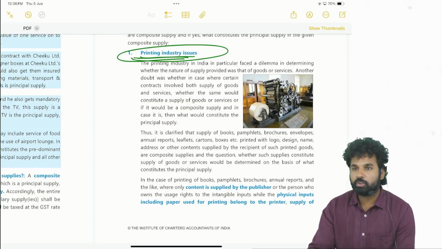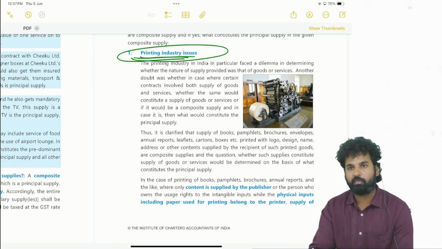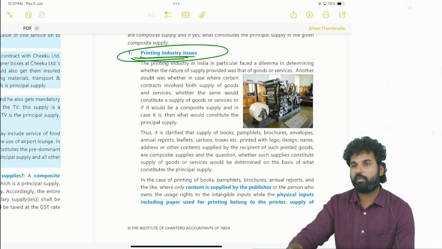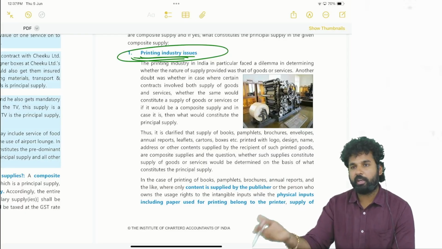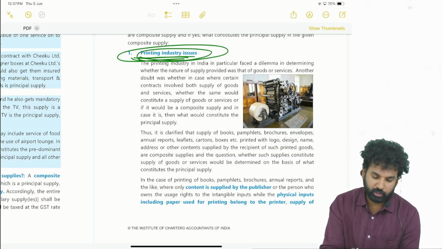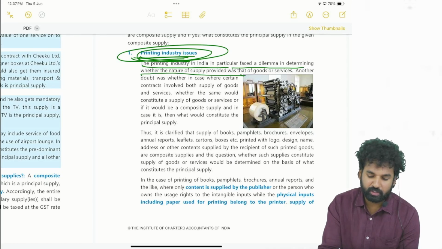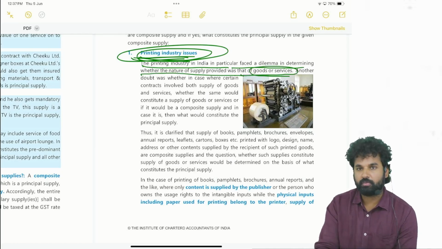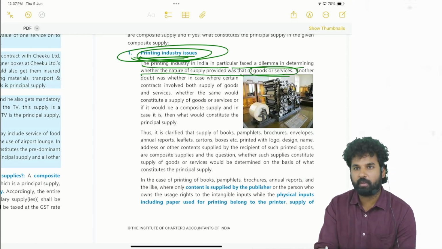Whenever we want a brochure, we are giving the content. Whenever we want our classroom material, we are giving the content, and then they are printing it and giving it. Then it is a case of supply of service. In the printing industry, India has particularly faced a dilemma in determining whether the nature of supply provided was that of goods or services.